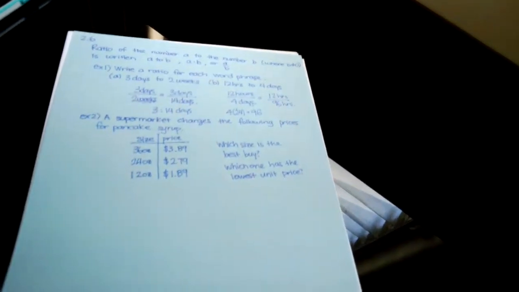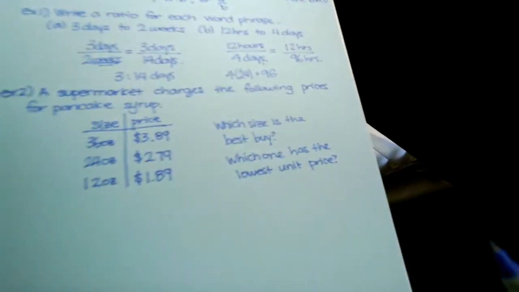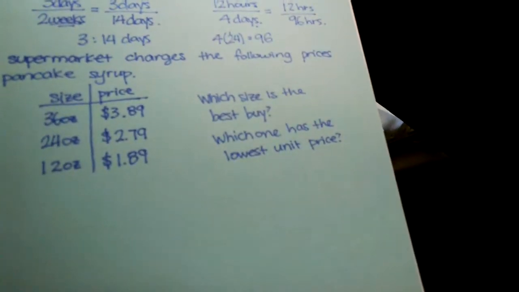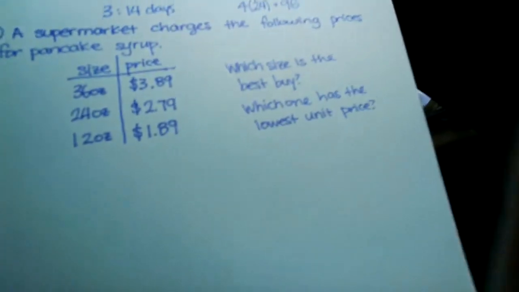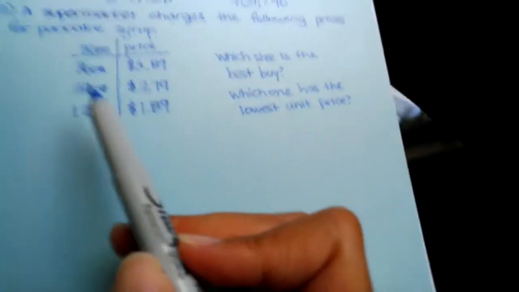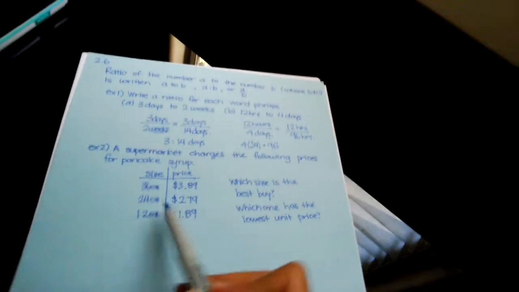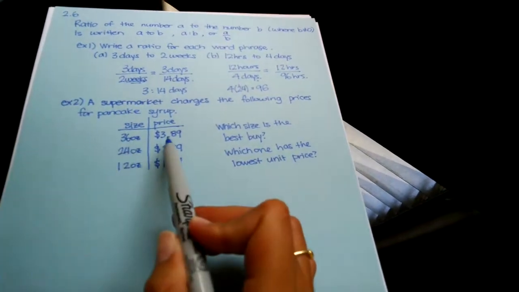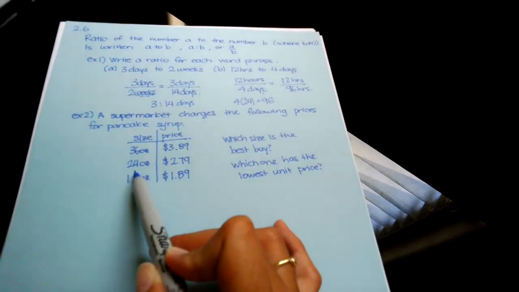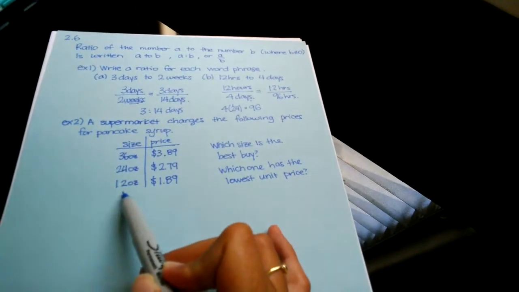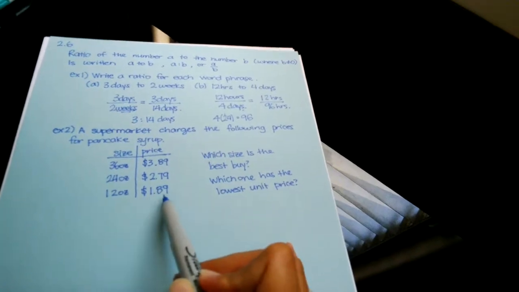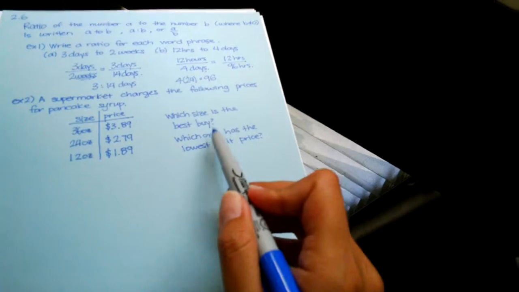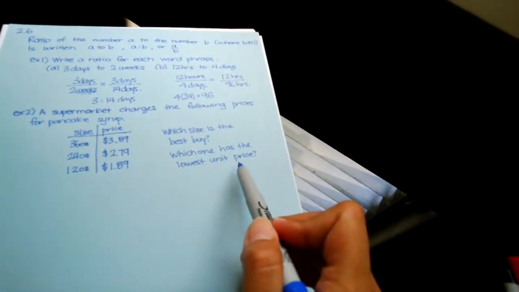Okay, let's move on to the next one. Here it states that a supermarket charges the following prices for pancake syrup. In the chart are 3 different sizes and their prices respectively. For the 36 ounce, it's $3.89. The 24 ounce is $2.79. And finally, the 12 ounce is $1.89. The question being asked is, which size is the best buy and which one has the lowest unit price?